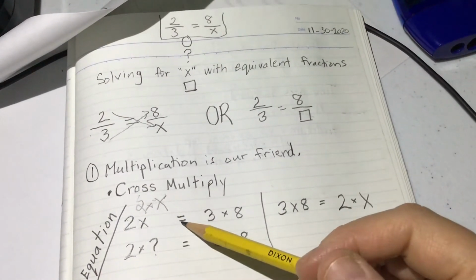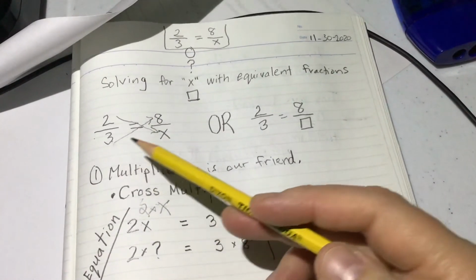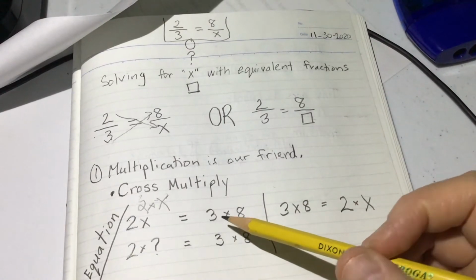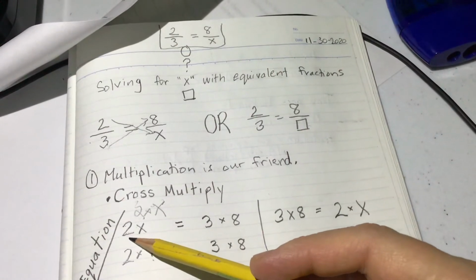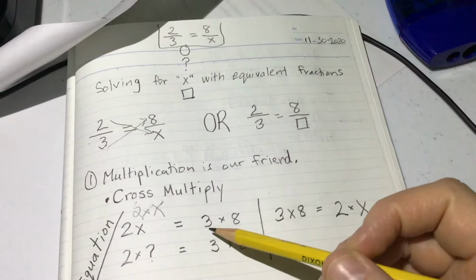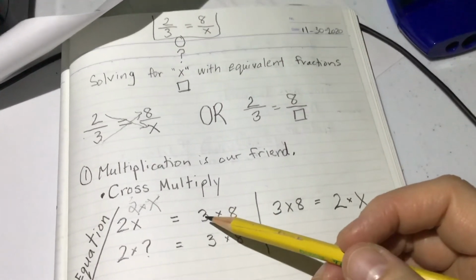And then you're going to write equals. We've already done 2 times x, so now we need to do 3 times 8. So we write it here, 3 times 8. So now we've cross-multiplied. We have a set of variables on this side, a set of numbers on this side, and as well as one on this side. So that is what we call an equation.